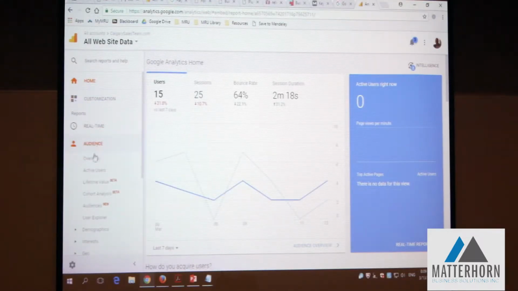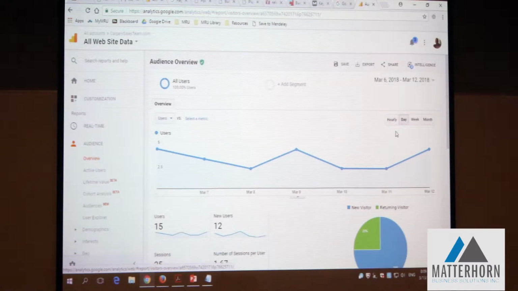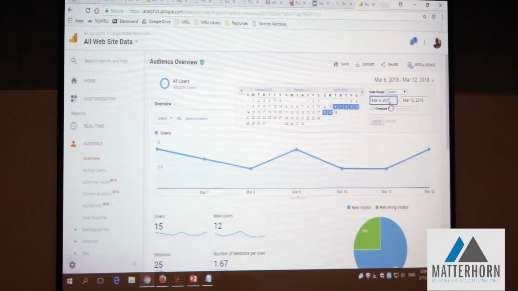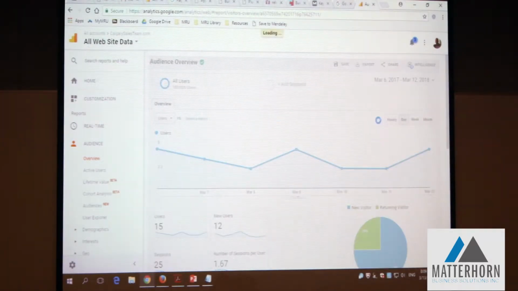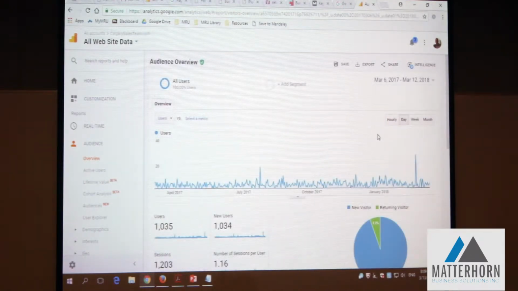So we're going to go to Audience and Overview. Okay, and so this is a low traffic website. It gets about 5 visits on a good day. And we're going to go back a year. So there's been a few spikes here.